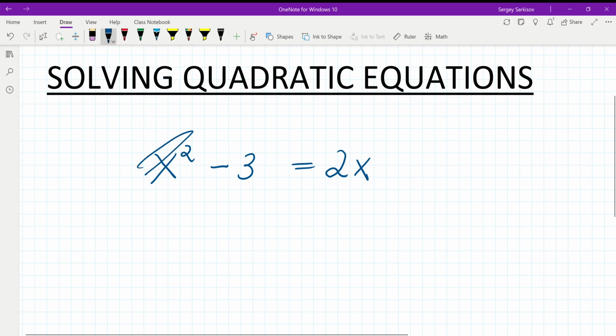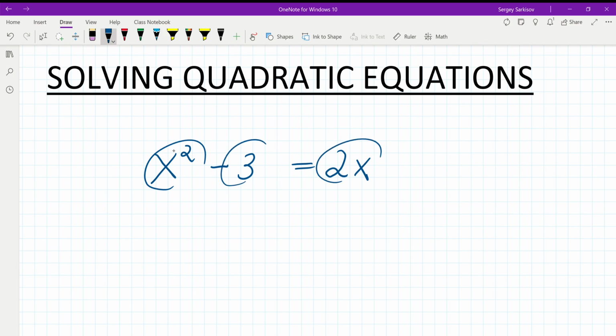In fact, think about it. If this wasn't there, this is just a linear equation, right? You just divide by 2, you get x equals negative 3/2. If this wasn't there, the x term, you isolate the square, it's called, okay? You get x squared is equal to 3, and x is plus or minus square root of 3, right? Okay, now, we have a square term, a linear term, and a constant term.